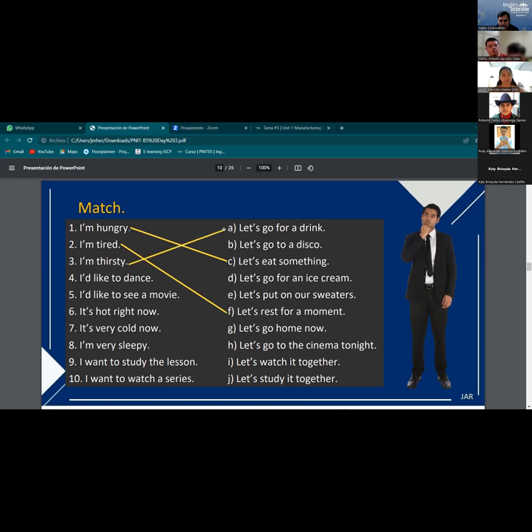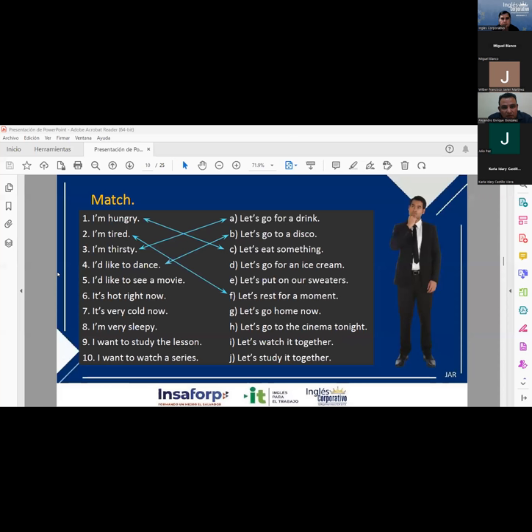A. Okay, number four. I'd like to dance. Is B. I'd like to. Number five. Let's go to the cinema tonight. Letter H. Okay. It's hot right now. Let's go for an ice cream. Okay. It's very cold now. Letter E. Let's put on our sweaters.